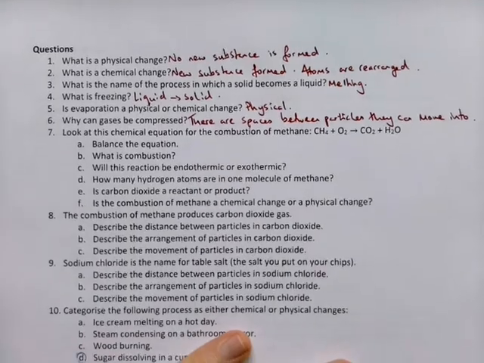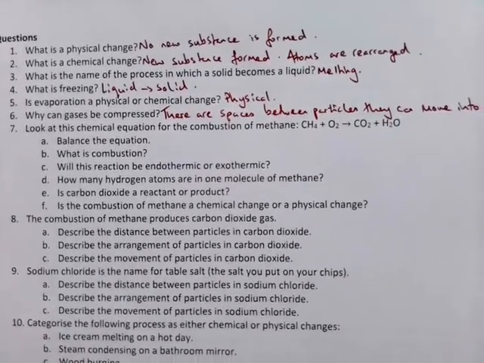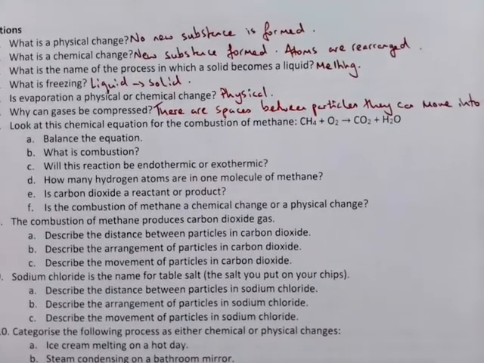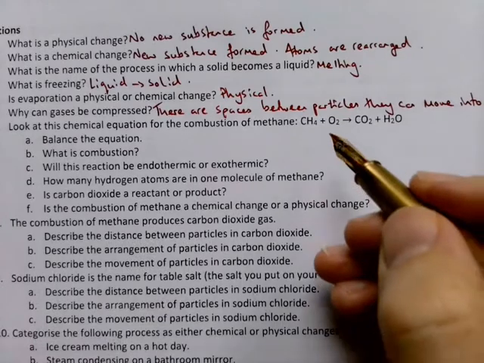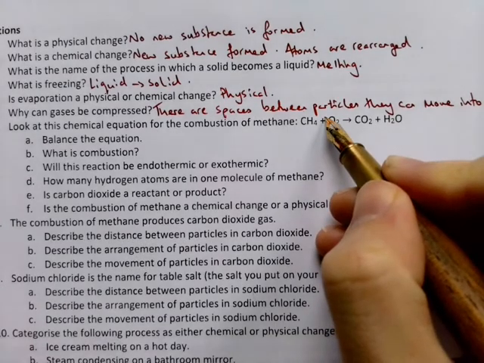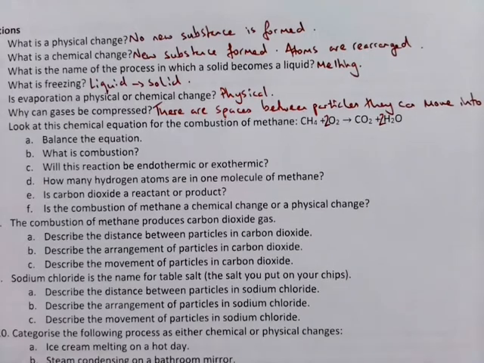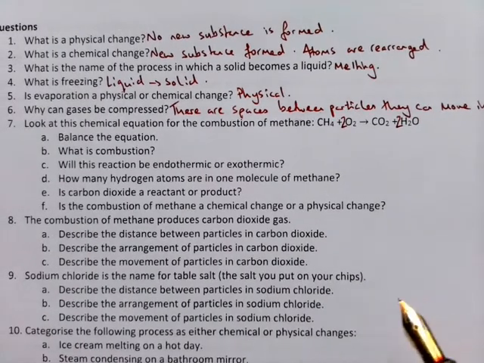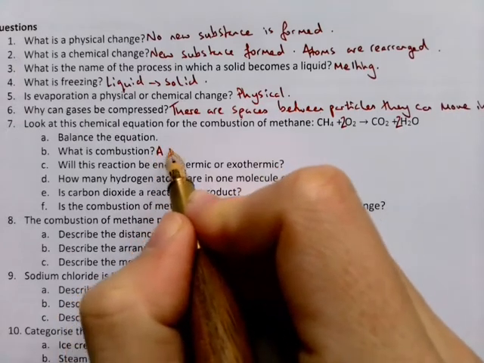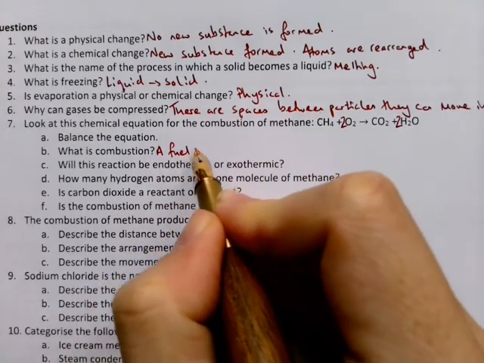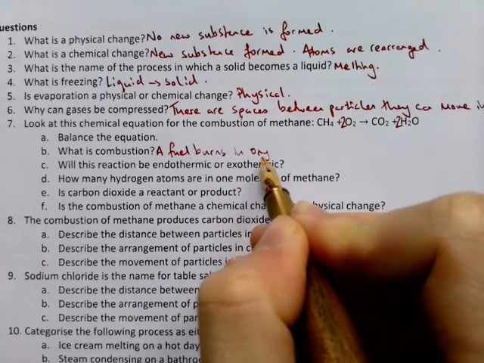Okay, look at this chemical equation for the combustion of methane. Balance the equation. Nice equation balancing question. I won't go through the whole process, but you should have a 2 here and a 2 here. What is combustion? That is when a fuel burns in oxygen.